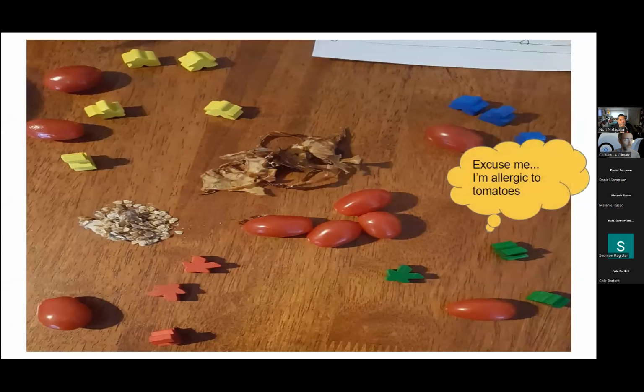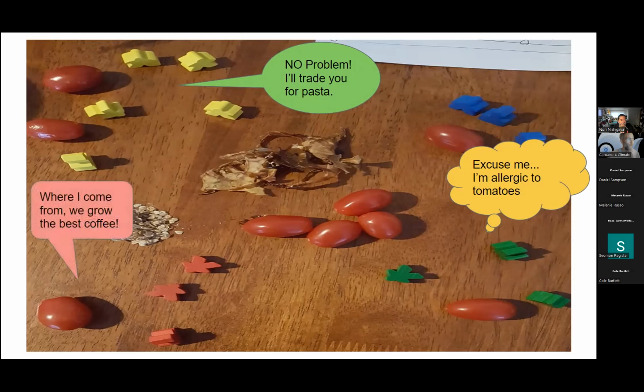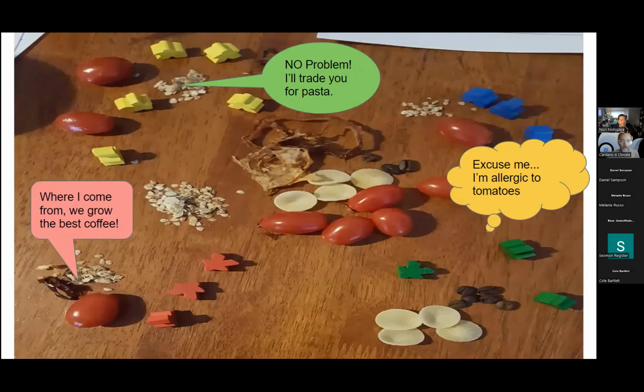Then we have somebody that doesn't want tomatoes. I'm allergic to tomatoes. This guy over here says, no problem, I'll trade you for pasta. And where I grow from, we grow the best coffee. And then all of a sudden we've turned our ADA into something completely different. We don't have the control of printing ADA, but we do. It says the problem is the solution. And in this is the ADA. ADA is crypto, and we do have the ability to print that, from what I understand.